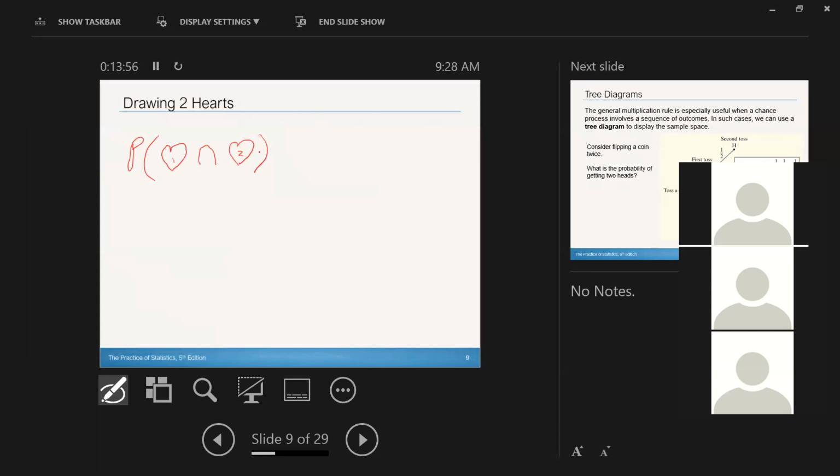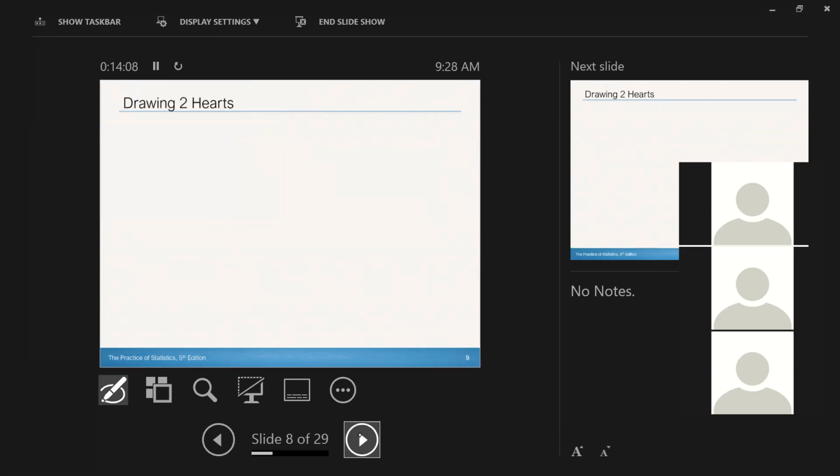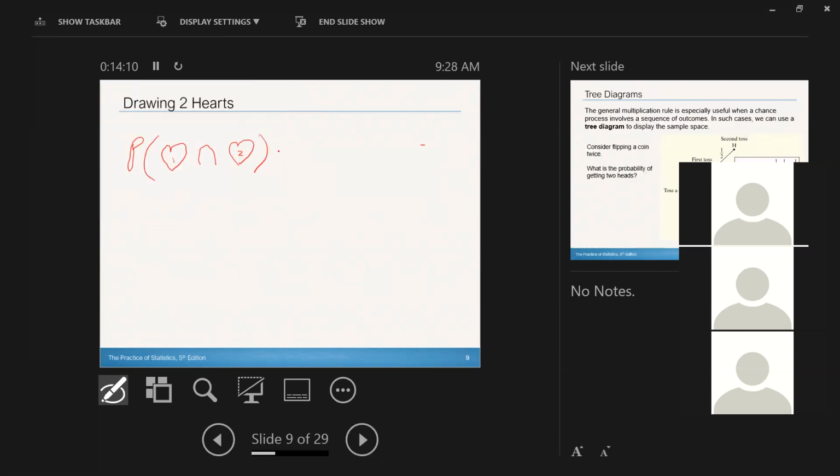Well, according to that formula we saw on this other page, it's going to be the probability of hearts on the first draw times the probability of hearts on the second draw, given that we got hearts on the first draw. So let's write that out here. We're just going to say, what's the probability of getting hearts on the first draw? And then we're going to multiply that by the probability that we would get hearts on the second draw, given that we got hearts on the first draw.